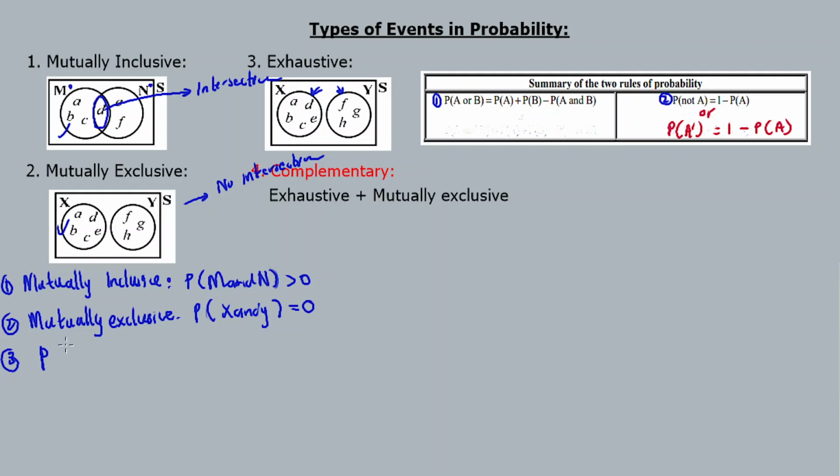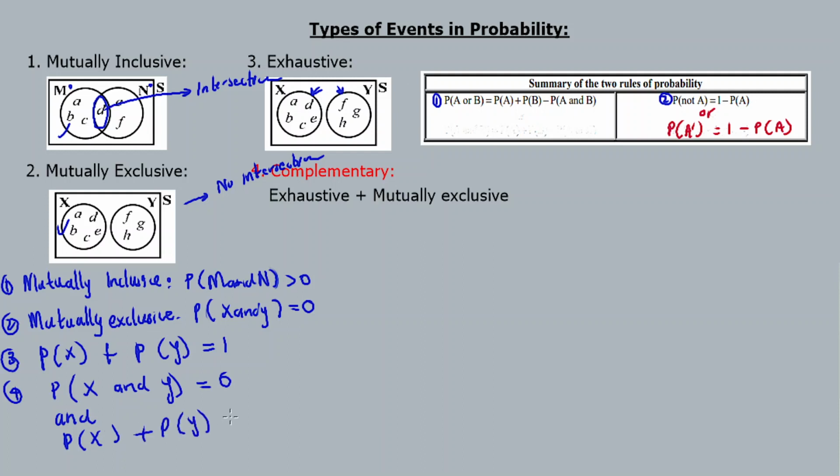And then number 3, so the probability of X plus the probability of Y, you should get 1. For number 4, it's basically exhaustive and mutually exclusive. So these are the two conditions. For number 4, it means that the probability of X and Y should be equal to 0, and the probability of X plus the probability of Y should be equal to 1.